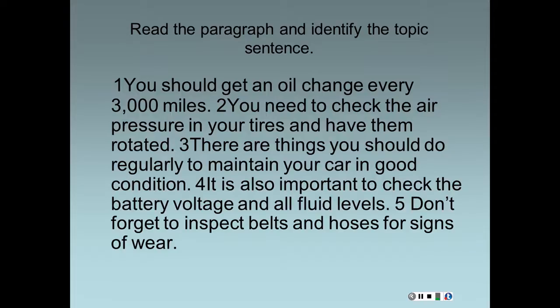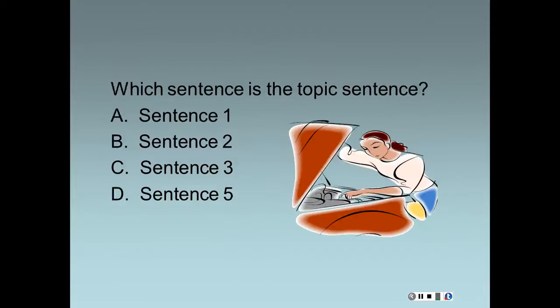Which sentence did you choose? Sentence 3, "There are things you should do regularly to maintain your car in good condition," is the topic sentence. The flow of ideas in the paragraph is from specific ideas, supporting details, to a general idea, the topic sentence, to specific ideas, additional supporting details. Special interest stories that strive to excite reader interest often employ this approach.